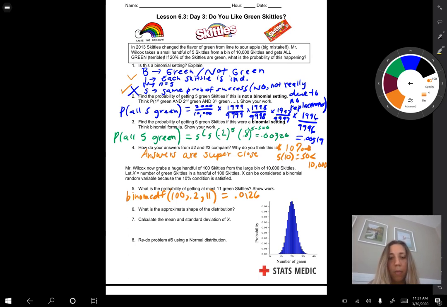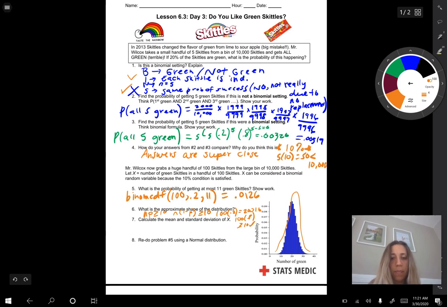From here, what is the approximate shape? As we can see, this is looking pretty normal in this histogram. And we can check that using our normal condition. N times P has to be bigger than or equal to 10, and N times 1 minus P has to be bigger than or equal to 10, like we dealt with proportions. So N here is 100. 100 times 0.2 is 20, which is bigger than or equal to 10, and 100 times 0.8 is bigger than or equal to 10 as well.